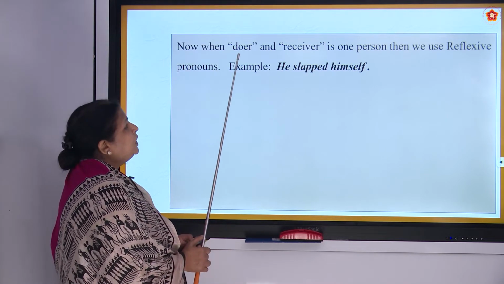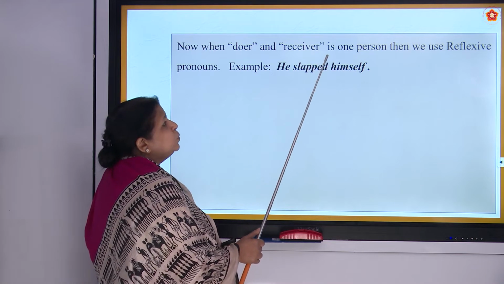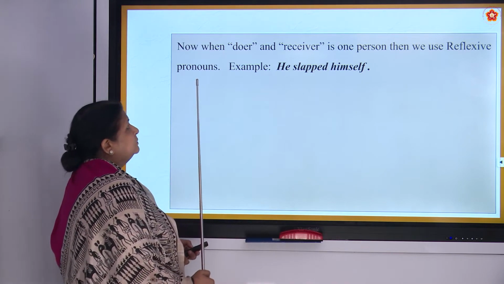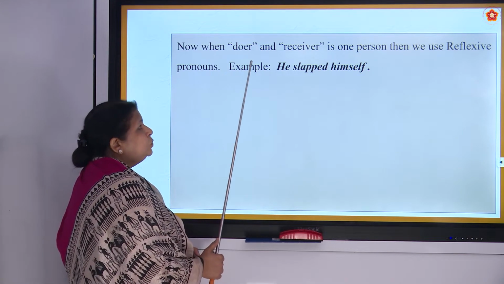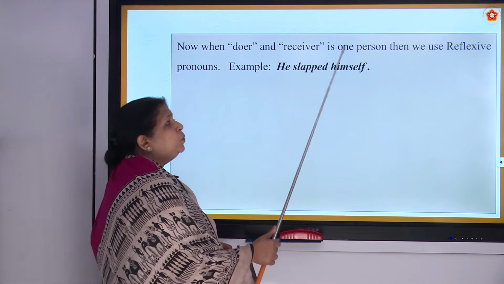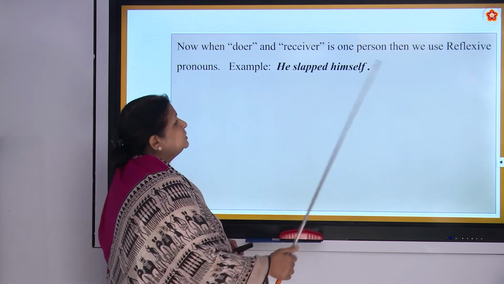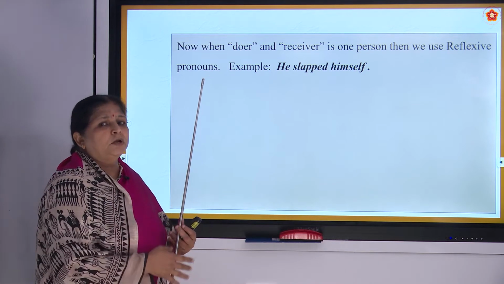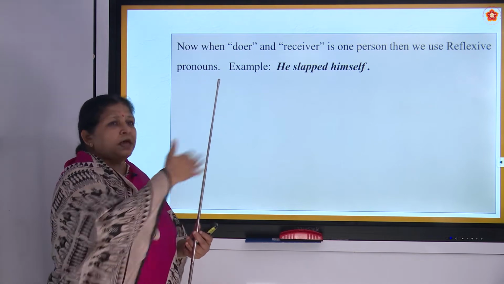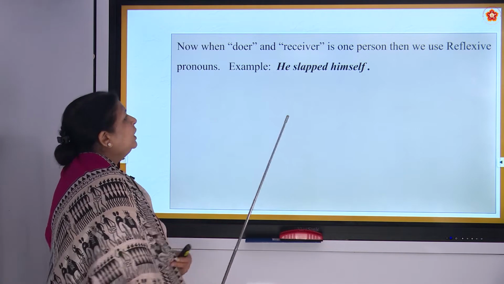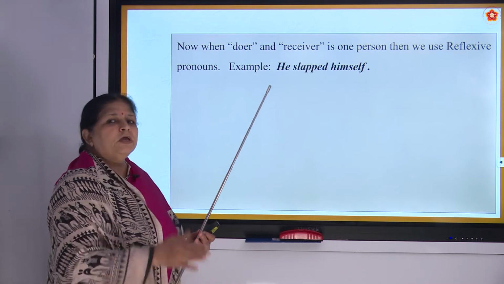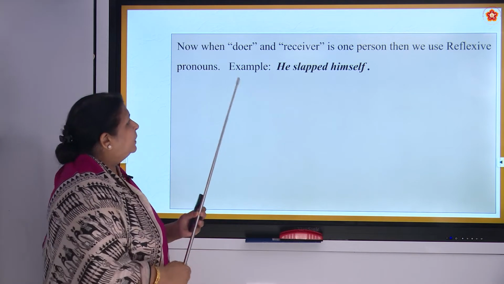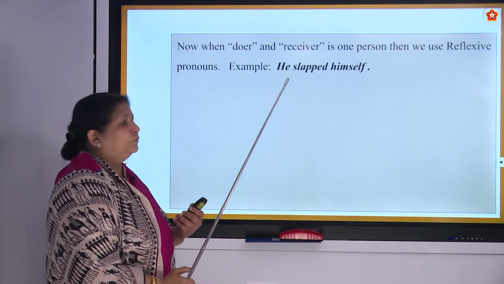Now, when the doer and the receiver are one person, then we use reflexive pronouns. Reflexive is like an echo. An echo is also a reflexive, because it comes back to you only. Okay? He slapped himself. So, the slap is to him only. The impact is to himself.